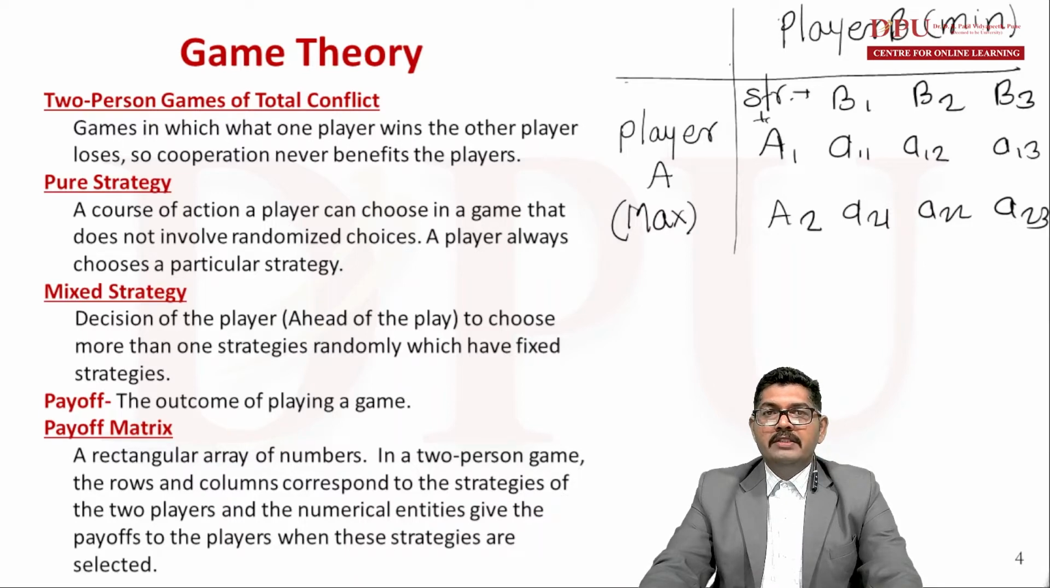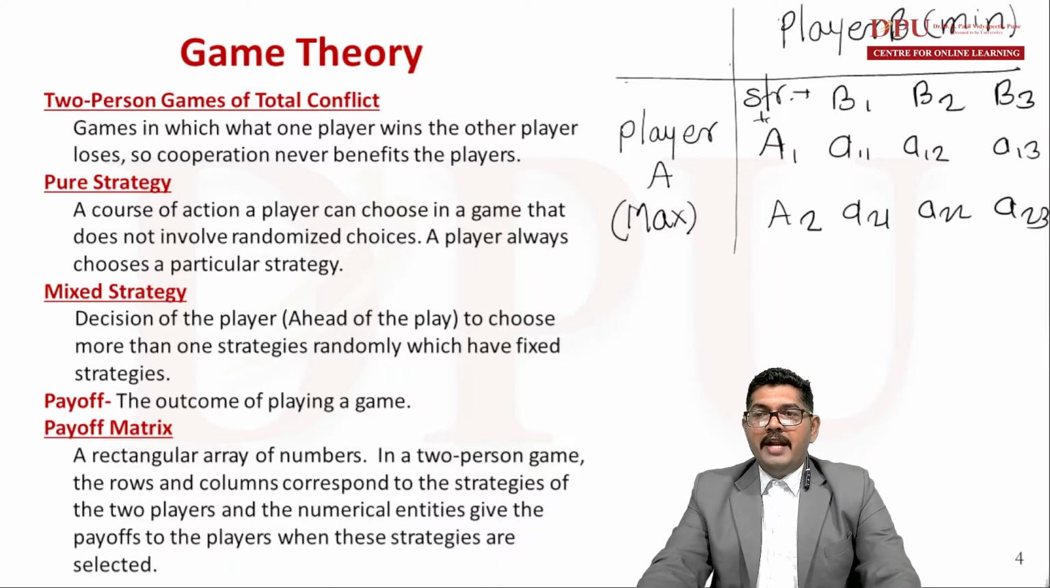Then there is a payoff matrix. A payoff matrix is a rectangular array of numbers. In a two-person game, the rows and columns correspond to the strategies of the two players, and the numerical entries give the payoff to the players when these strategies are selected. In front of you on the right hand side there is a payoff matrix, which consists of arrays.